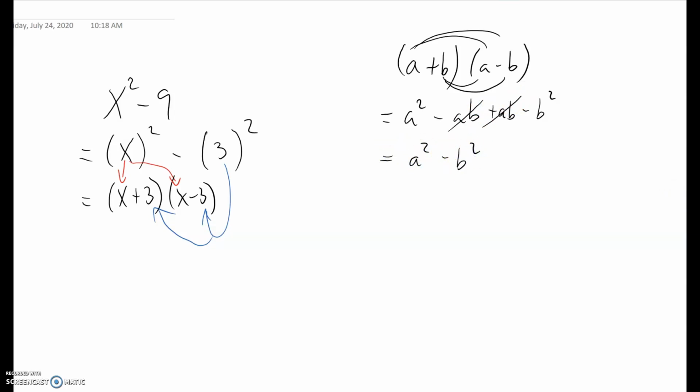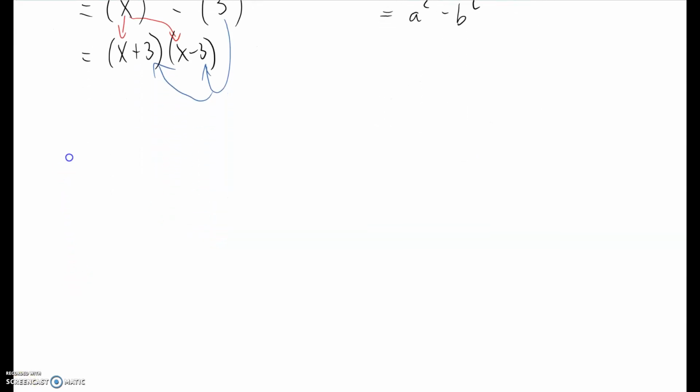Okay? So that's a good option when we actually take a look at that. The second thing we take a look at here is what happens if we have a different setup.